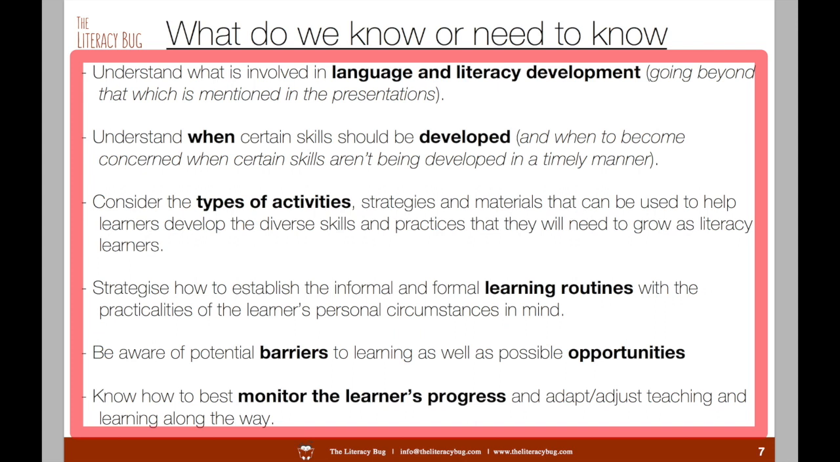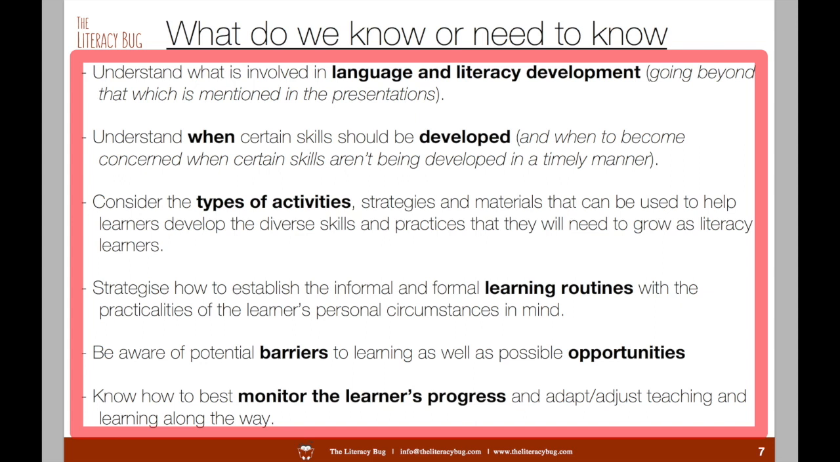When should I be concerned? And also, when should I avoid being complacent? A child might be making superb progress, but there are warning signs that in the next stage of development, they may struggle. I should also understand, based upon that, when are certain skills developed? And what are the types of activities and strategies and materials I should use across the lifespan to help learners really grow in their literacy?